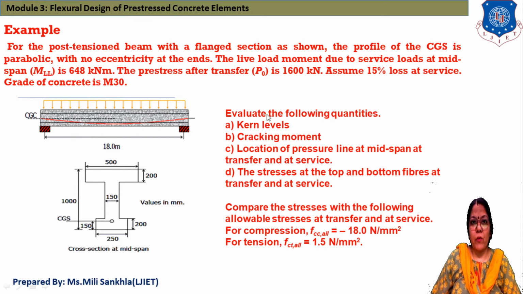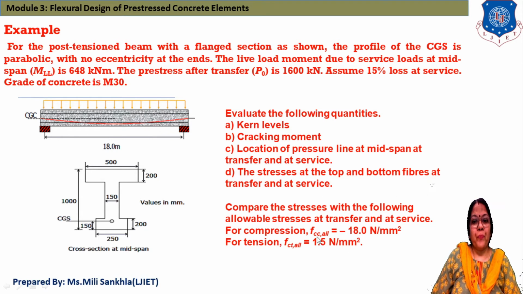Now one by one, here we find out Kern level, that means no tensile stresses are there. Cracking moment means crack developed due to bending moment. Then location of pressure line at mid span. Pressure line means resultant force, or resultant, that means single force, due to external load and pre-stressing force. We have to find out location of pressure line at mid span, at transfer and at service. Then stress at top and bottom fiber at transfer and at service.